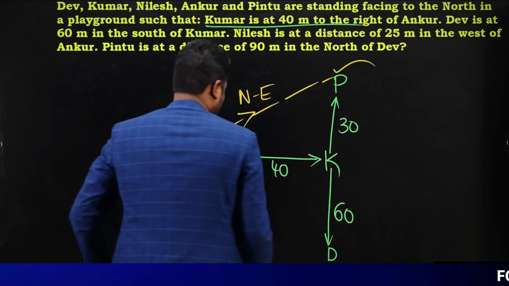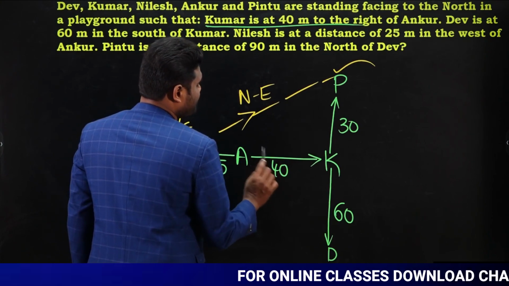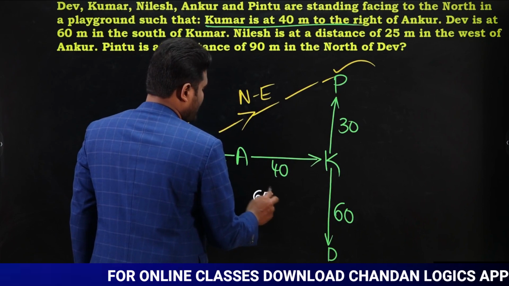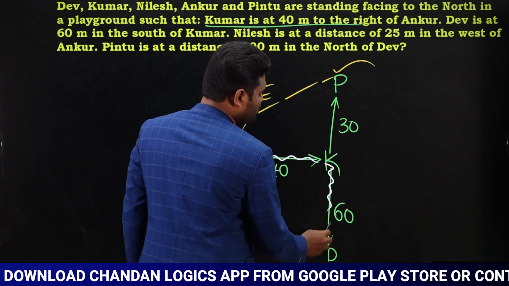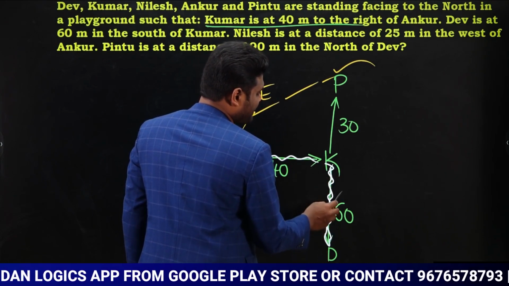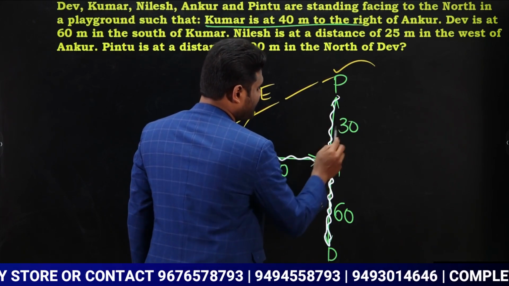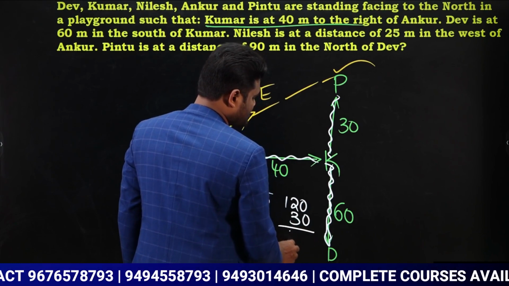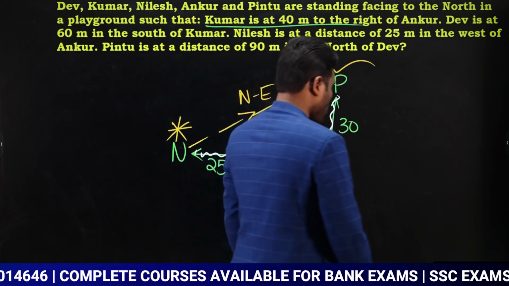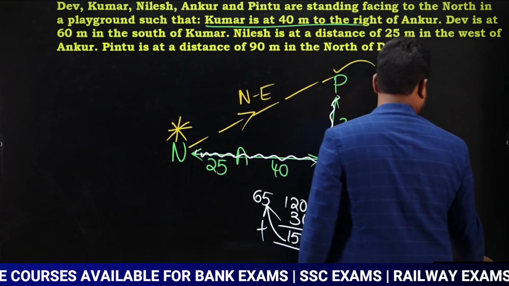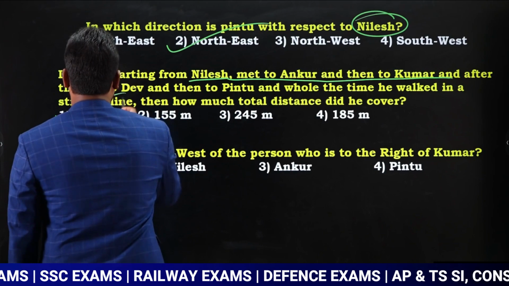Now if you observe, total distance traveled means here he is covering a distance of 25 plus 40, 65, yes or no? Similarly, he is coming to Dev and he is going back, which means he is covering 60 plus 60, 120. Again he is going to Pinto, he is covering extra 30, which means 150 plus 65. So total distance covered is 215 meters.